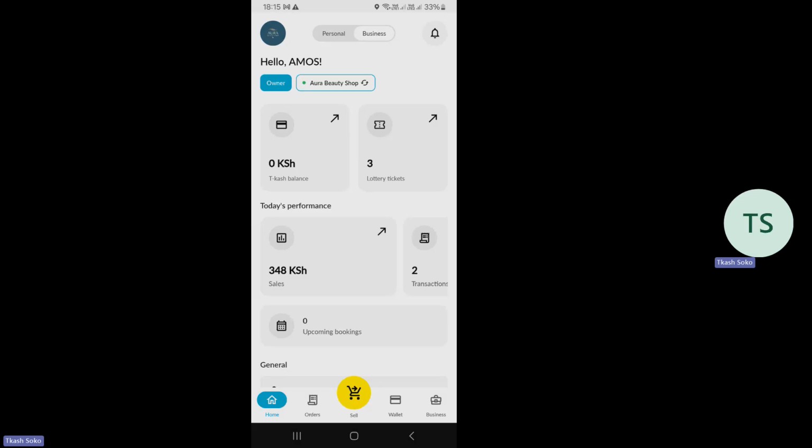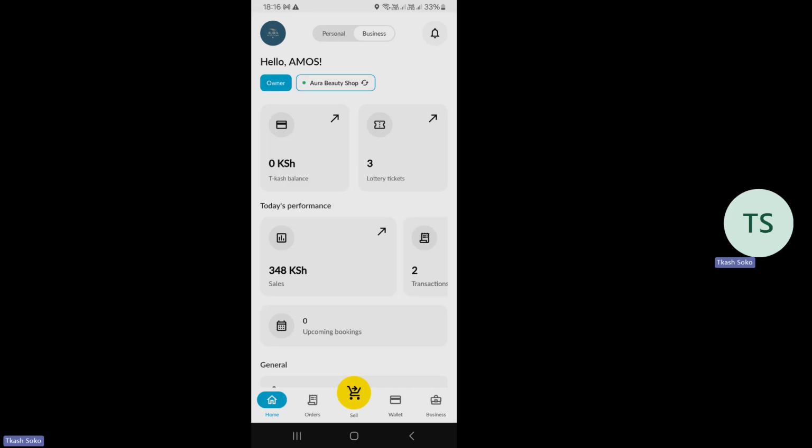And how do you ensure that? You just look at the very top, and ensure that the circular icon is the icon that has your business logo. If it is not, then you should know you're on the wrong side of the app, and you just switch from the personal side to the business side by tapping the word personal or business, whichever way you would want to. I'm already on my business side, so I'll not have to move to the personal side.